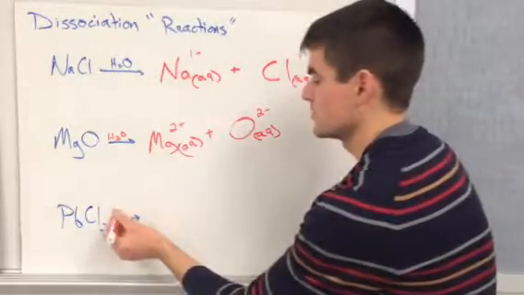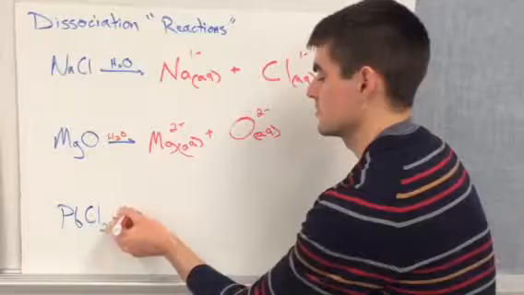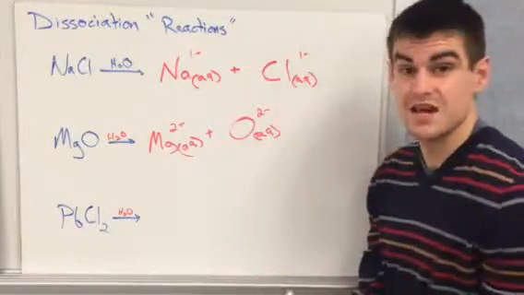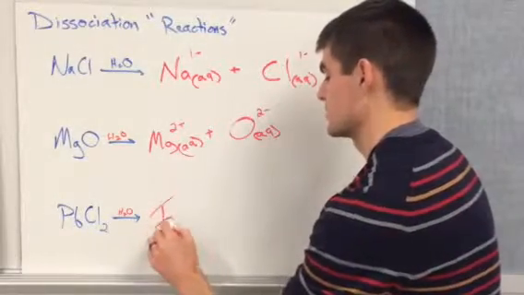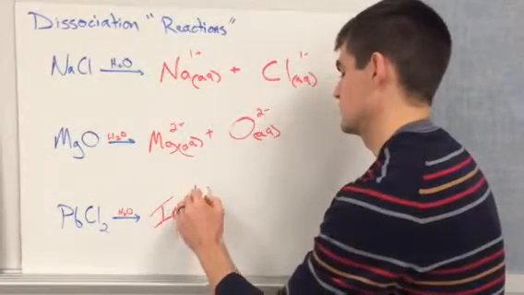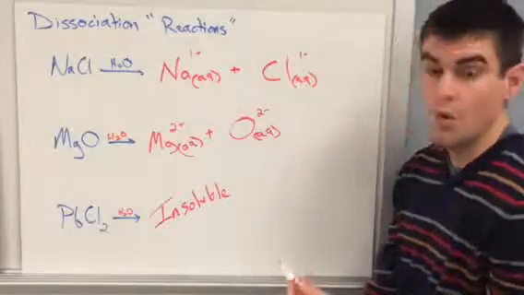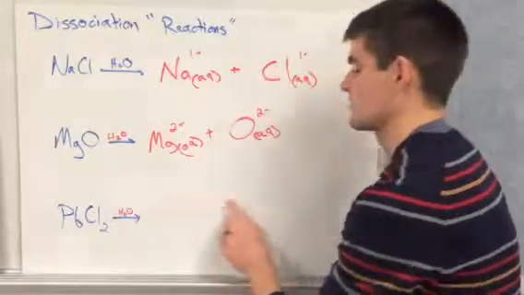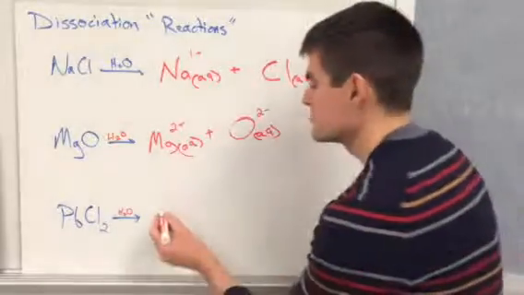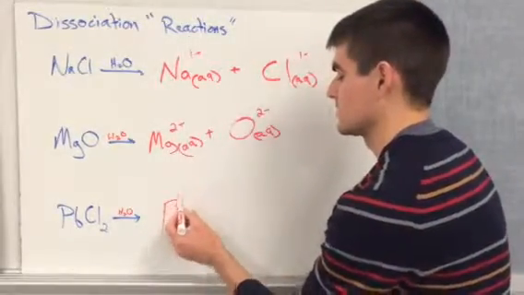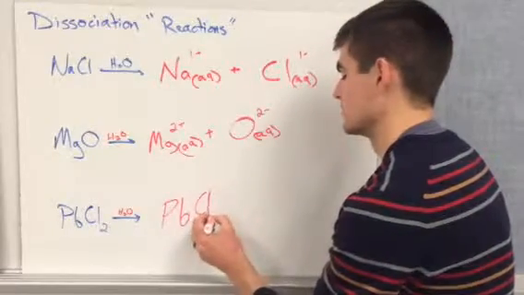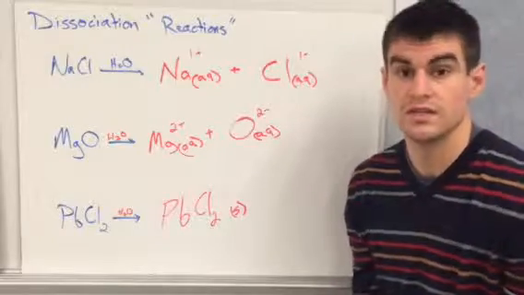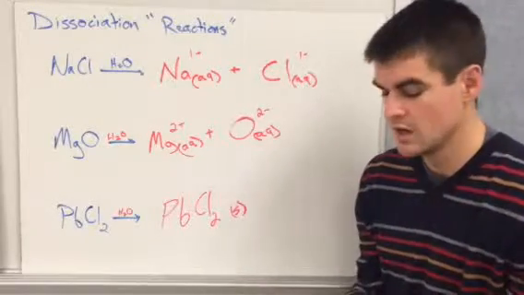Last one, PbCl2. If we mix this in water, I check my solubility rules, and it's not soluble. So it's insoluble, or instead of writing insoluble, which is probably what I would do, you might see it in a case where they just put an S after it, PbCl2(s), because it's a solid. It stays solid when mixed in water.